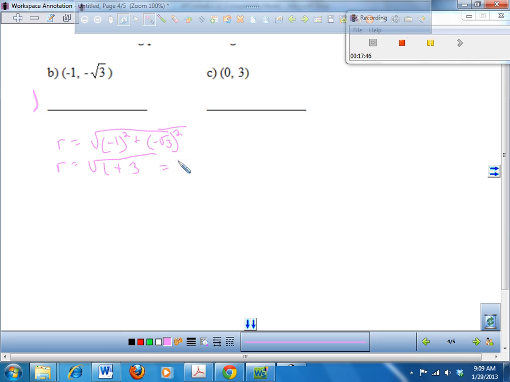So r just comes out to be what? 2, right? But now I have to find theta. So you want to find the inverse tangent of negative root 3 over negative 1. So that ends up being the inverse tangent of positive root 3. If you plug that into your calculator, or if you know your unit circle, which you should, how many degrees would you get?